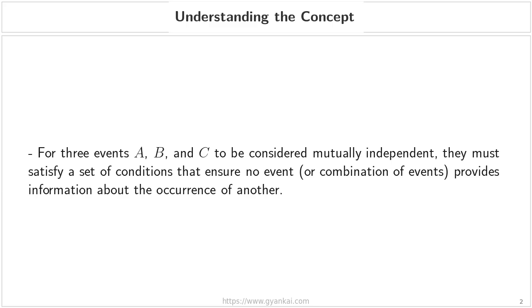Understanding the concept. When we talk about three events, A, B, and C, being mutually independent, we are looking for a very specific type of relationship. We need to ensure that there is no hidden connection between them. Specifically, we want to satisfy a set of conditions that guarantee that no single event, or even any combination of events, can give us any extra information about whether another event will occur. In other words, knowing the outcome of one doesn't change the probability of the others.